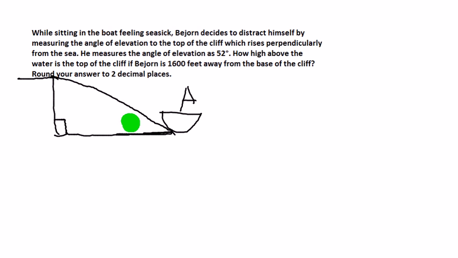Okay, 52 degrees here. Then we want to know how high above the water is the top of the cliff. So we'll draw X over here. And Bjorn is 1,600 feet away from the base of the cliff, so 1,600 feet here. Since we have a right triangle, we can use right triangle trigonometry with our SOHCAHTOA.